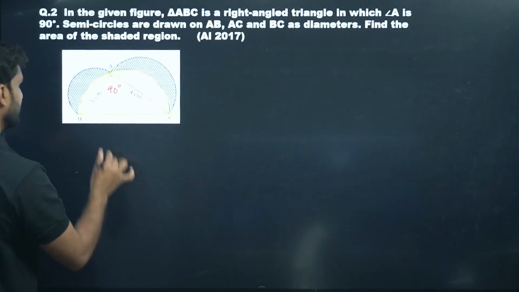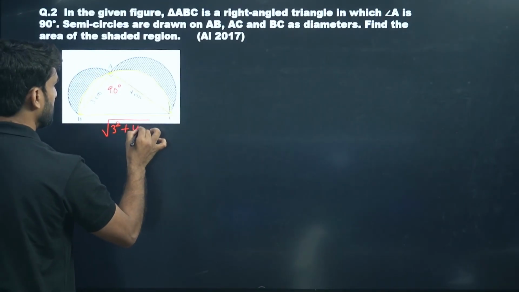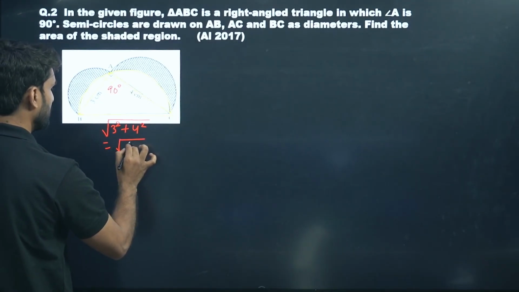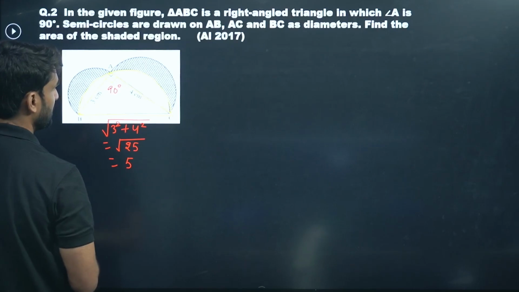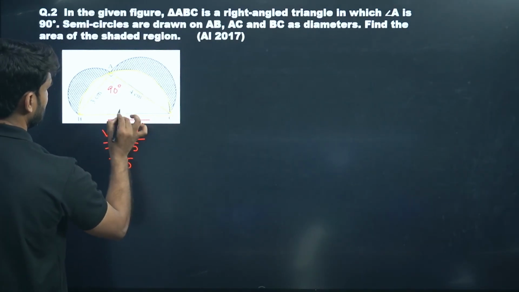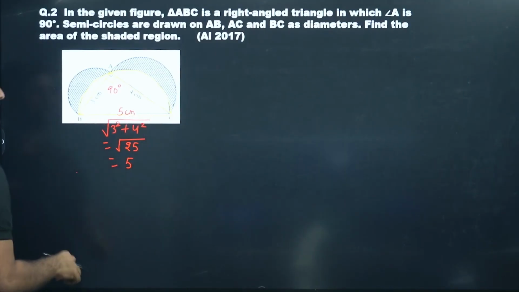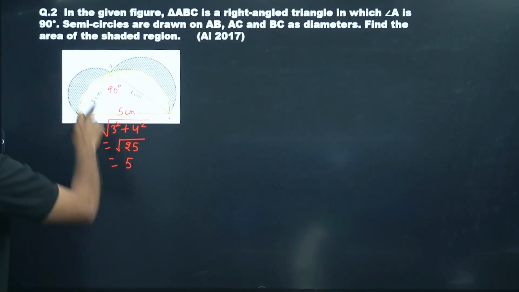So applying Pythagoras theorem, what will be this? 3 square plus 4 square, because this is the hypotenuse. So this will be under root 25, and that will be 5 centimeter. So we have found here, this is of 5 centimeter, and this will be the, of course, diameter. So the radius will be 5 by 2 centimeter. I think you have understood.